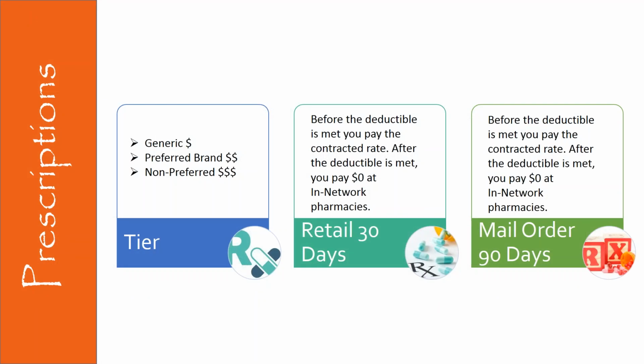Okay, we'll talk about prescriptions. We didn't have any changes to prescriptions. It's still through CVS Caremark. You still have to meet the deductible. Actually, before the deductible is met, you're at a contracted rate for a 30-day supply. After the deductible is met, you pay a zero for in-network pharmacies. You do have the option to do a 90-day mail order, and you can do the mail order at CVS pharmacies, or you can actually do the actual mailing. Up to you.